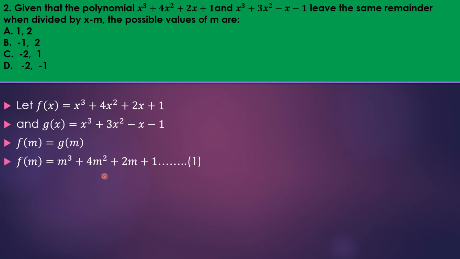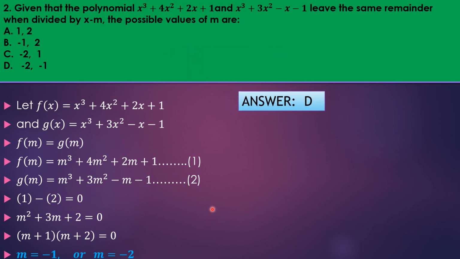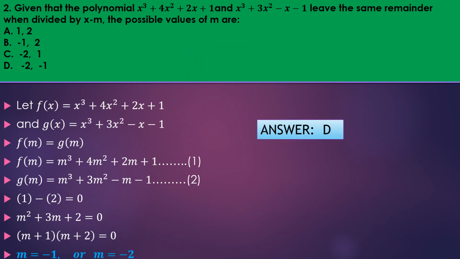So you put m there, and you have m cubed plus 4m squared plus 2m plus 1, and then you get g of m, which is that. Now since f of m is equal to g of m, you take one minus two, and you realize that f of m minus g of m gives us 0. So you have m cubed minus m cubed, 4m squared minus 3m squared gives m squared, 2m minus m gives 3m, and 1 minus negative 1 gives 2. You solve this quadratic equation, factorize into m plus 1 times m plus 2, and you have m equals negative 1 or m equals negative 2. So our answer is D.